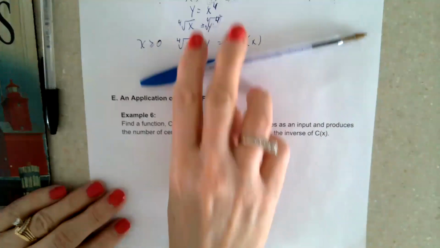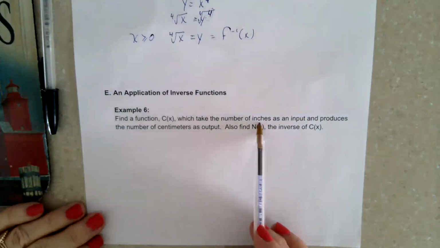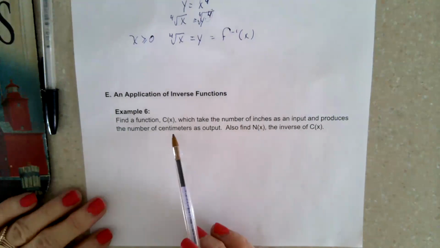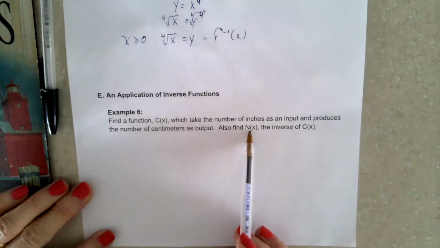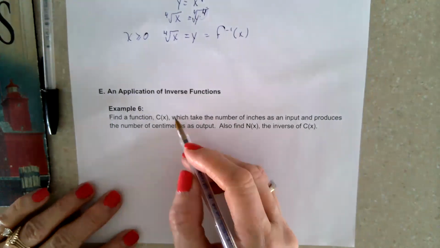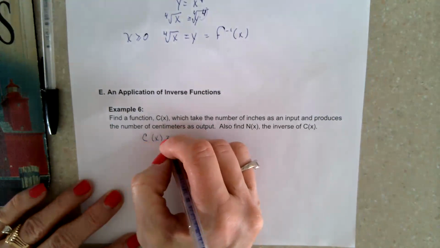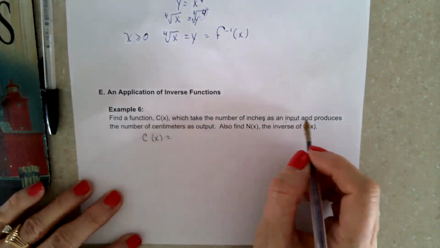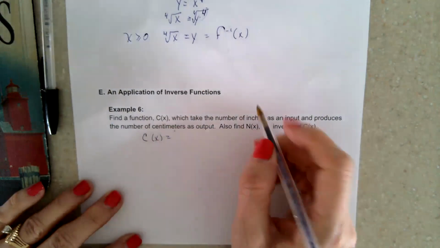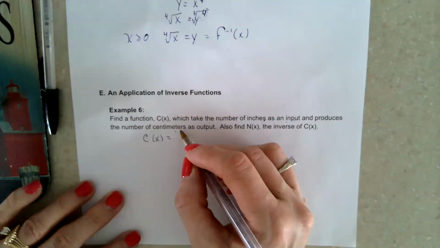And then looking at an application here, it says find a function c of x, which takes the number of inches as an input and produces the number of centimeters as an output. Also find n of x, the inverse of c of x. So c of x takes the number of inches as an input, and produces a number of centimeters. So we have to look up how many inches are in a centimeter.